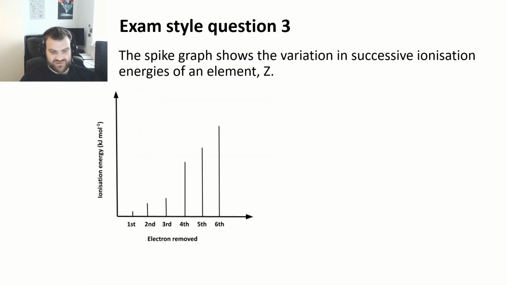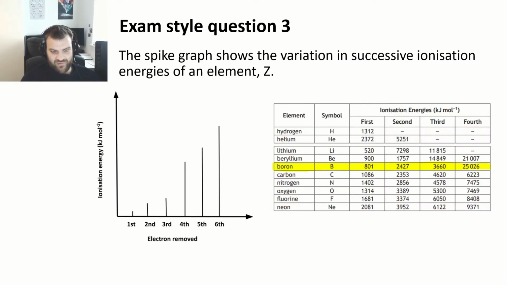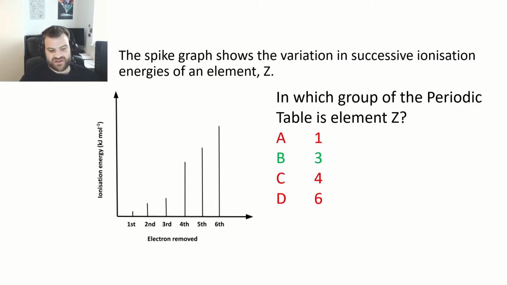Another type of question they can ask you to do is to look at the ionization energies of a particular element and identify something about it. In this question, we want to know which group this element belongs to. Now, one way of doing it is just to look at the data booklet. From the graph, what we can see is that the first three are fairly close together, and then there's a large jump between the third and the fourth ionization energies. And if we look at some examples in the data booklet, boron fits that category, and boron is in group number 3.